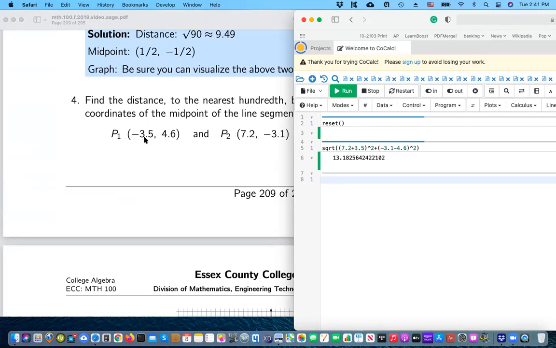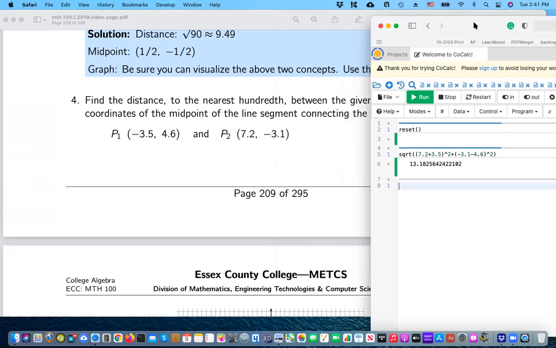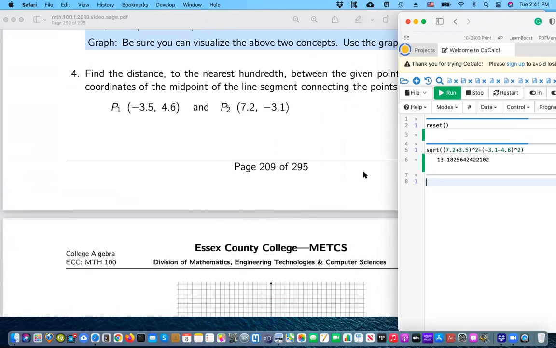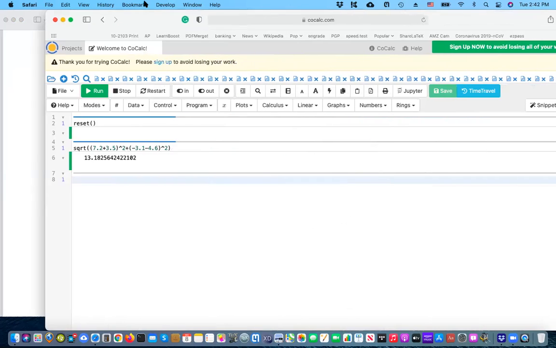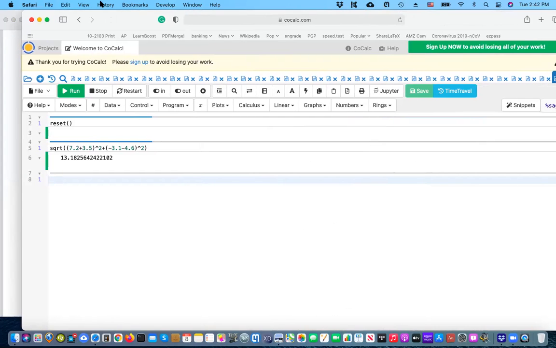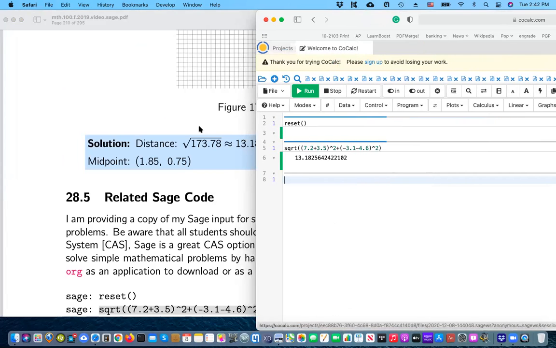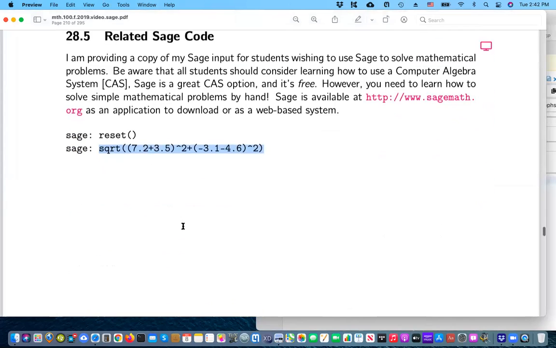7.2 minus the minus 3.5 is 7.2 plus 3.5. The other one is minus 3.1 minus 4.6. I'm doing the computation all in one shot. What do you get? Well, you get something with a lot of digits in it. I don't need all those digits. How many digits do I need to the nearest hundredth? And what would that be? 13.18. And I'm seeing that right over there. All right. Again, it's important you learn how to use a computer. It gets your feet wet with coding. I think that pretty much covers that section. I don't think there's much more information over there. All right. Thank you.